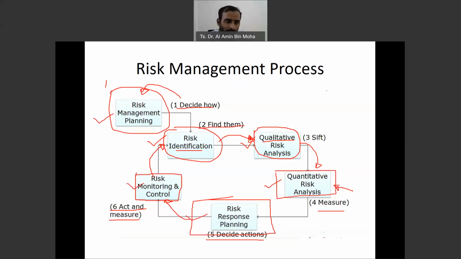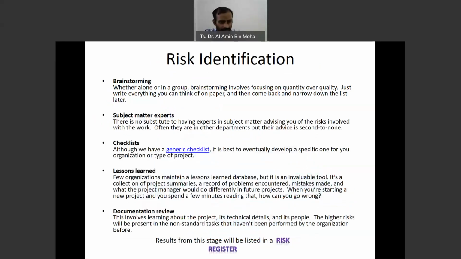So we are going to see the example of each, okay? You're going to see what are the methods that you can use to identify the risk. So this is some of the ideas or methods that you can utilize in order to identify the risk. They may have more methods, and you can think of other examples as well. But here we have brainstorming, subject matter experts, checklist methods, lessons learned methods, and document review. Okay, and I believe the list can continue.